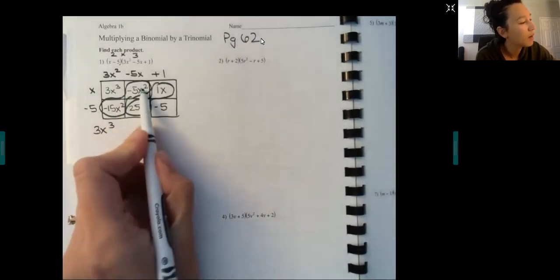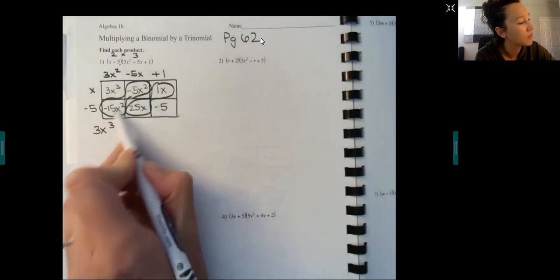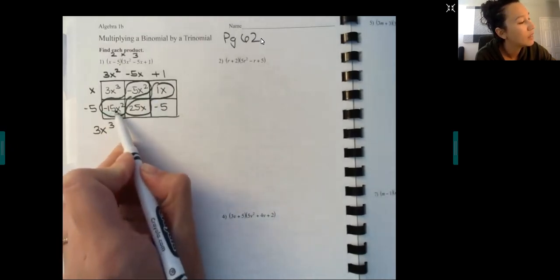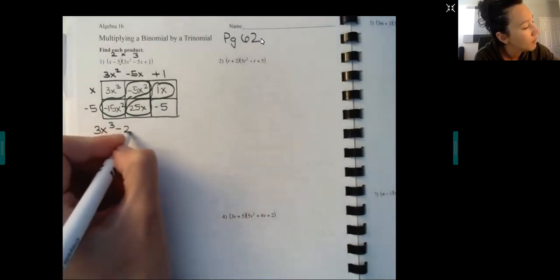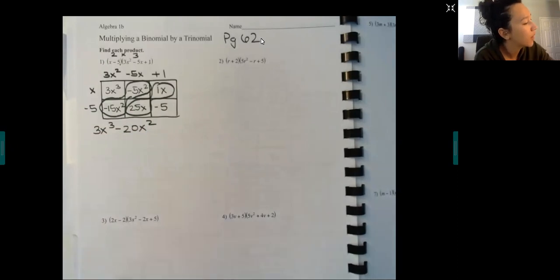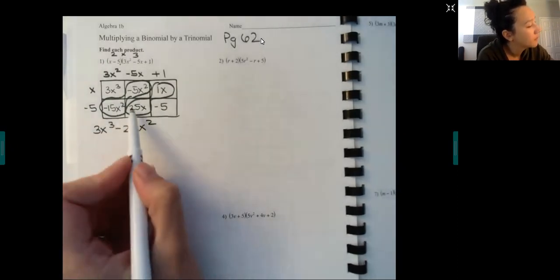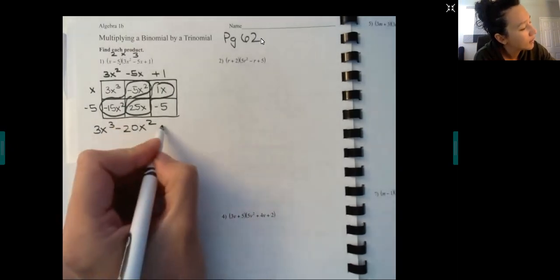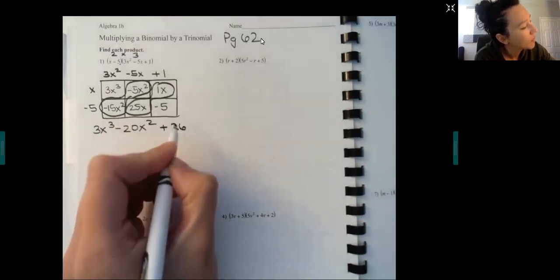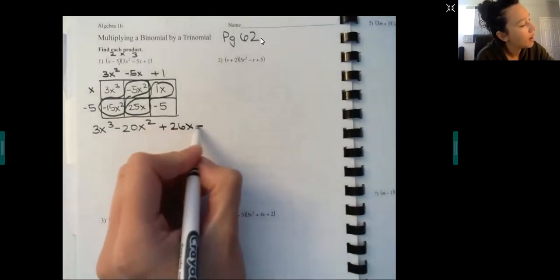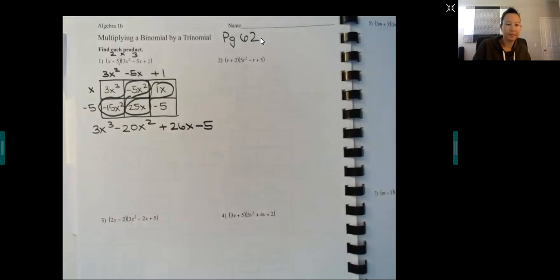Then we're going to go to the power of 2, where we have like terms. So we're going to combine these: negative 5x squared minus 15x squared, which is negative 20x squared. And then 25x plus 1x, there would be 26x. And then our minus 5.